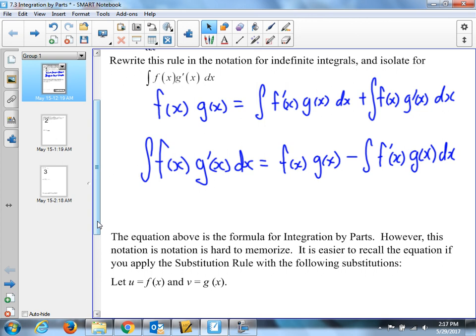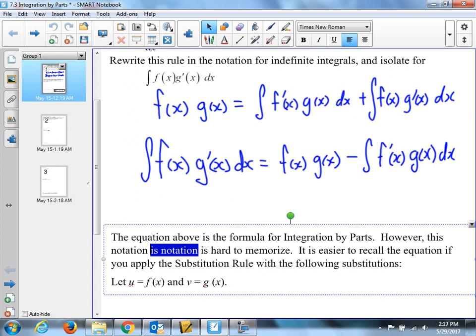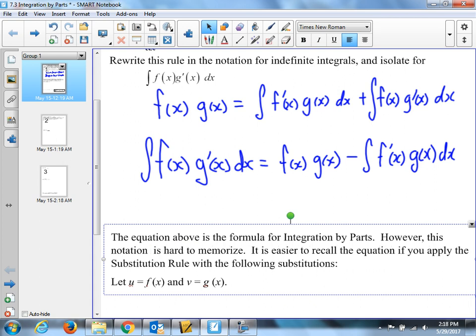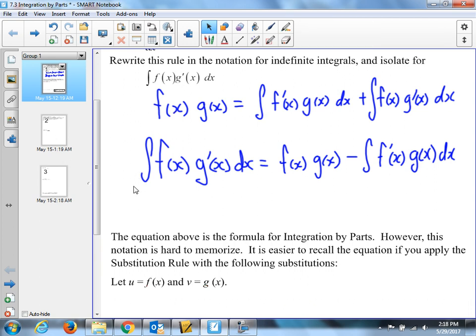Now, what we have here is the integration by parts formula. But it's really clunky. This notation is hard to memorize. It's doubly hard to memorize. It's easier to recall the equation if you apply the substitution rule with the following substitutions.